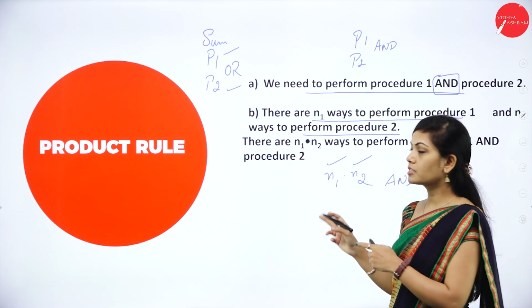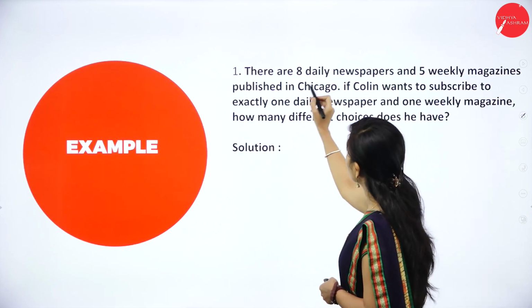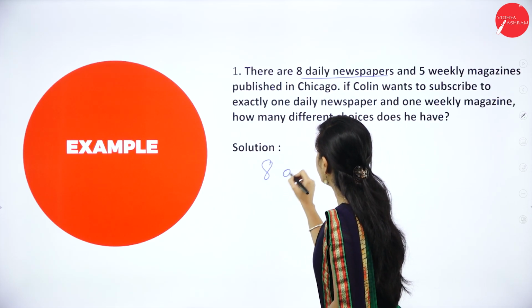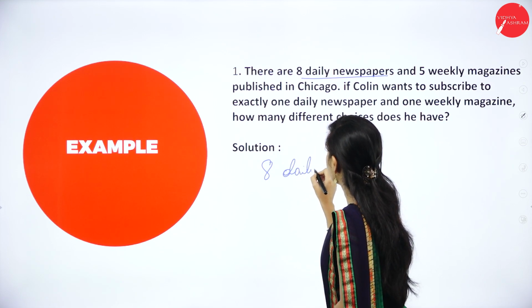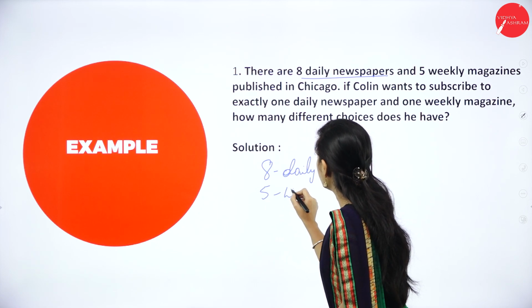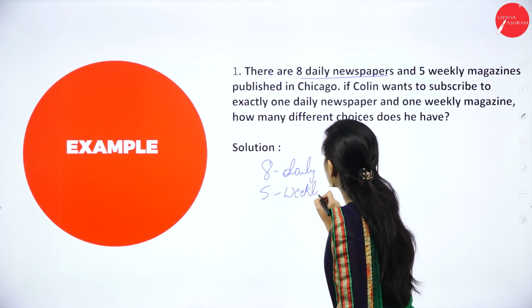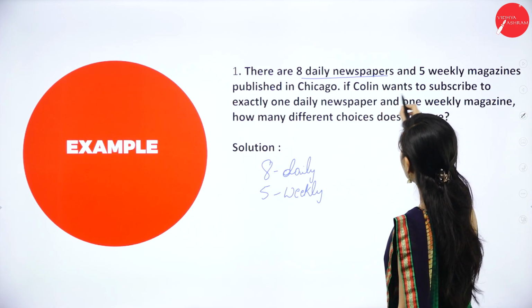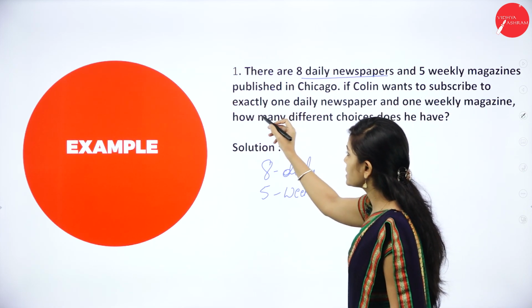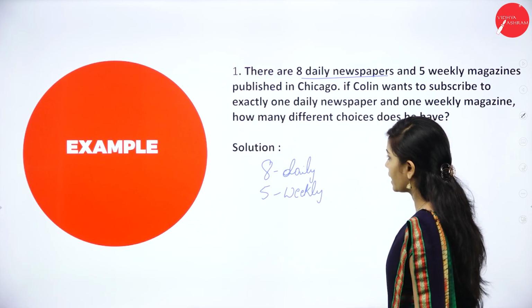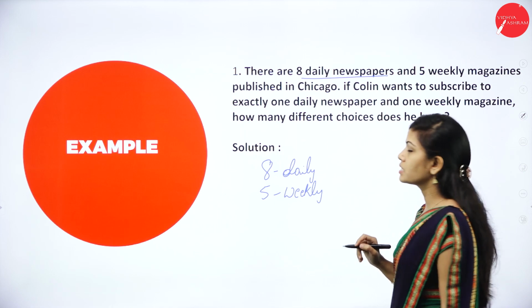Let us understand this concept with an example. There are 8 daily newspapers and 5 weekly magazines published in Chicago. If Colin wants to subscribe to exactly 1 daily newspaper and 1 weekly magazine, how many different choices does he have?